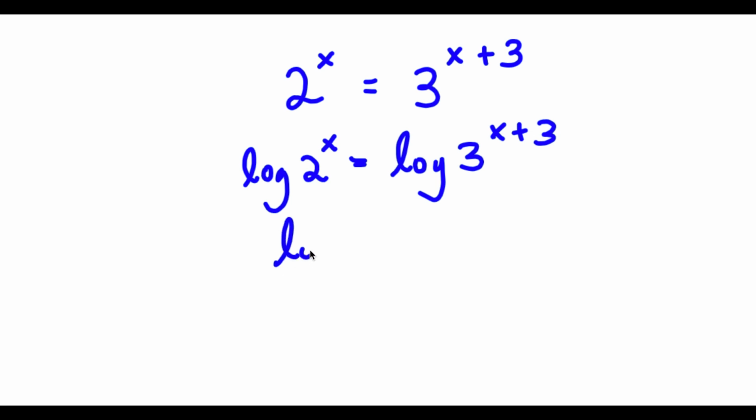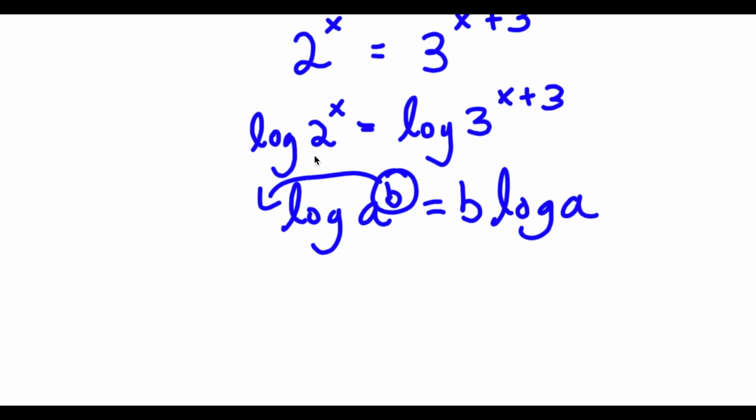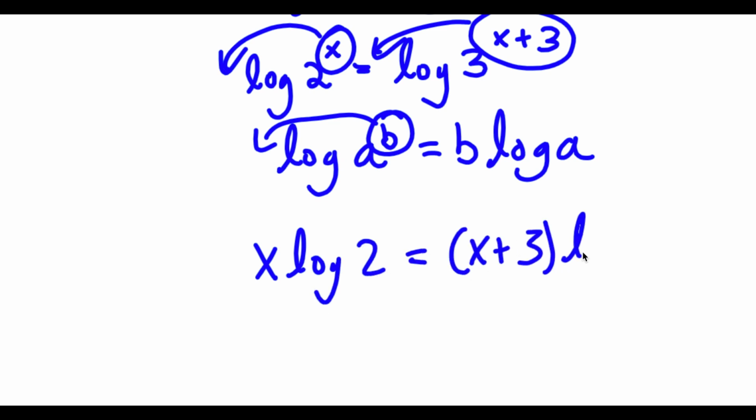Now if I have something in the form log a to the power of b, I can move this exponent b to the front. So it's going to equal b times log a. So in this case, I can move x to the front for log 2 to the power of x and x plus 3 to the front for log 3. So now I have x times log 2 is equal to (x plus 3) times log 3.